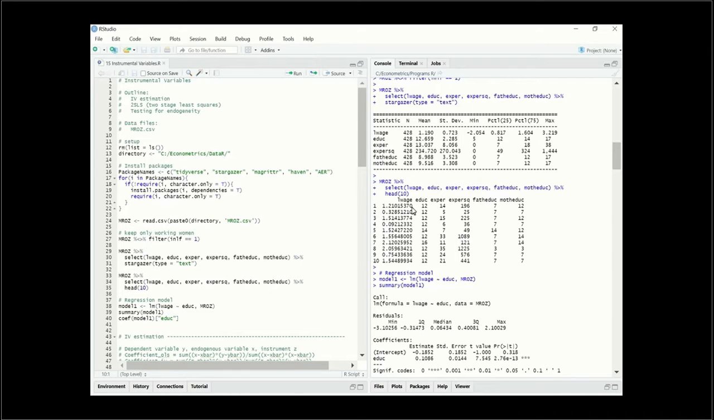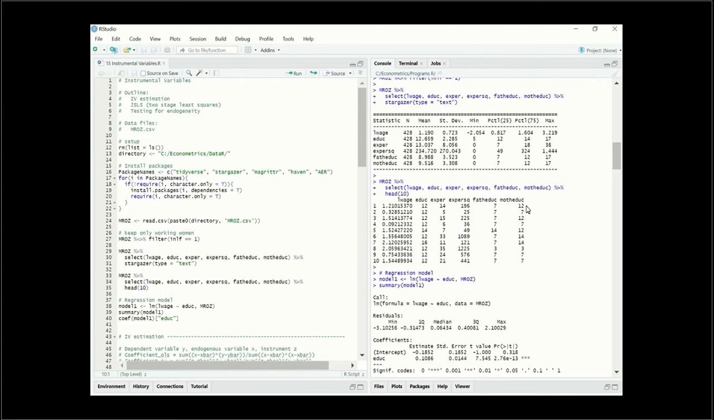Here's the log wage for them. This is the number of years of education, the number of years of experience, experience square, and this is the number of years of the father's education and the mother's education. So now we are suspecting that education is an endogenous variable that is correlated with the error term, and therefore we would be using father's education and mother's education as instruments for education.